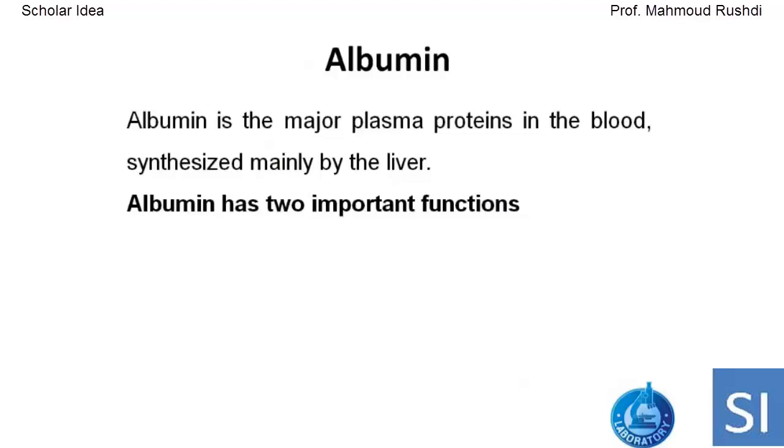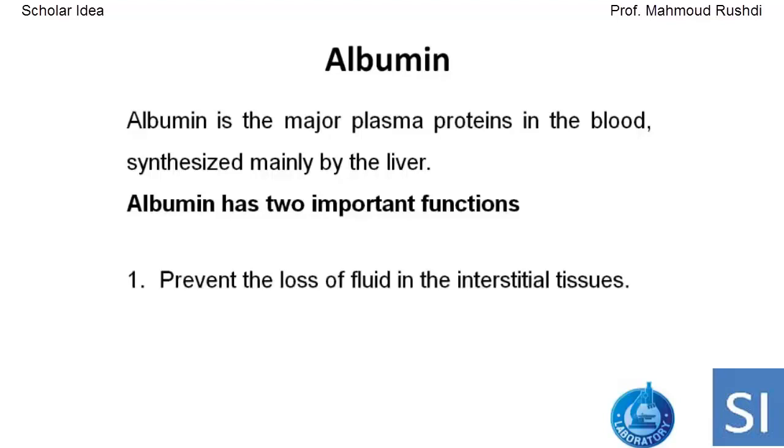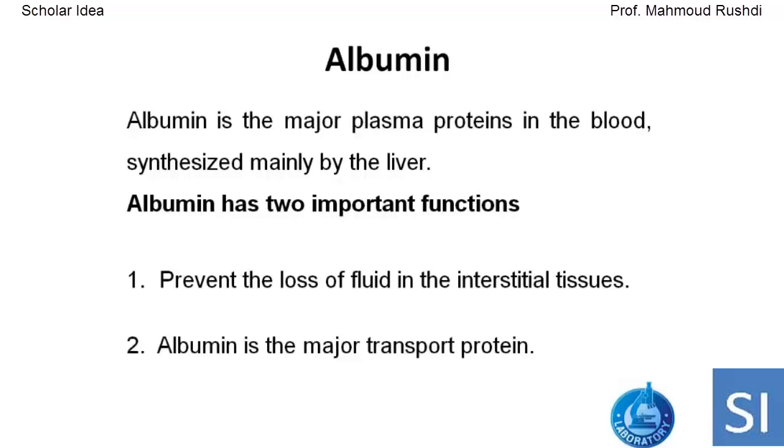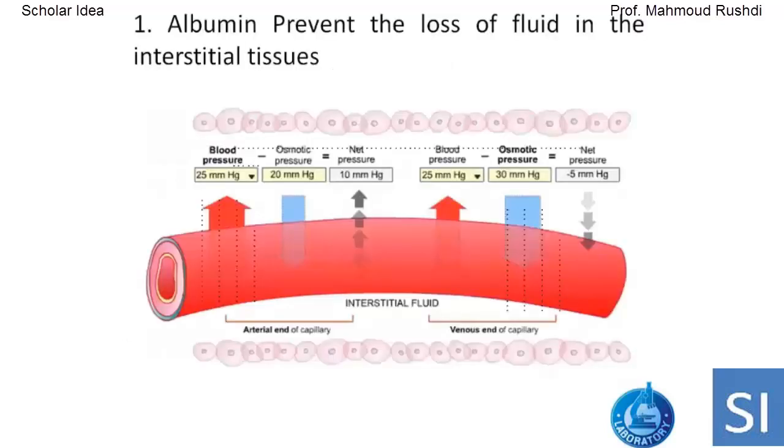Albumin is the major plasma protein in the blood, synthesized mainly by the liver. Albumin has two important functions. Number 1, prevent the loss of fluid into the interstitial tissue. Number 2, albumin is the major transport protein. The first function of albumin is to prevent the loss of fluids into the interstitial tissue.